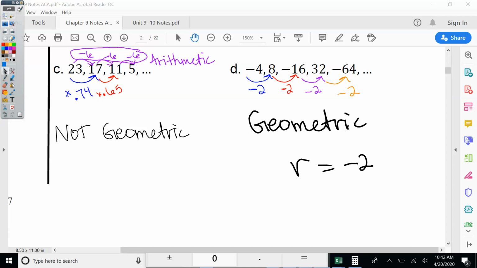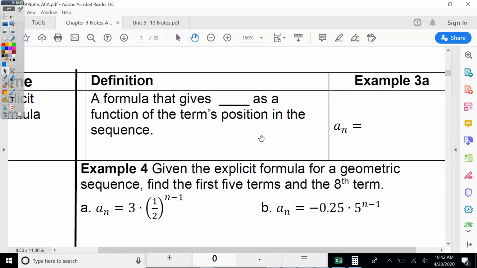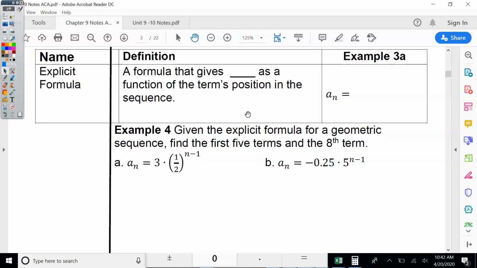Okay, so the last part of it deals with the explicit formula. An explicit formula is a formula that allows you to find any number in the sequence, not just the first, second, third one, but any one down the line. So here, a formula that gives you a sub n as a function of its term's position in the sequence. So again, a sub n is the nth term. So instead of having to go 1, 2, 3 all the way to n, I can jump straight to n using the little formula here.